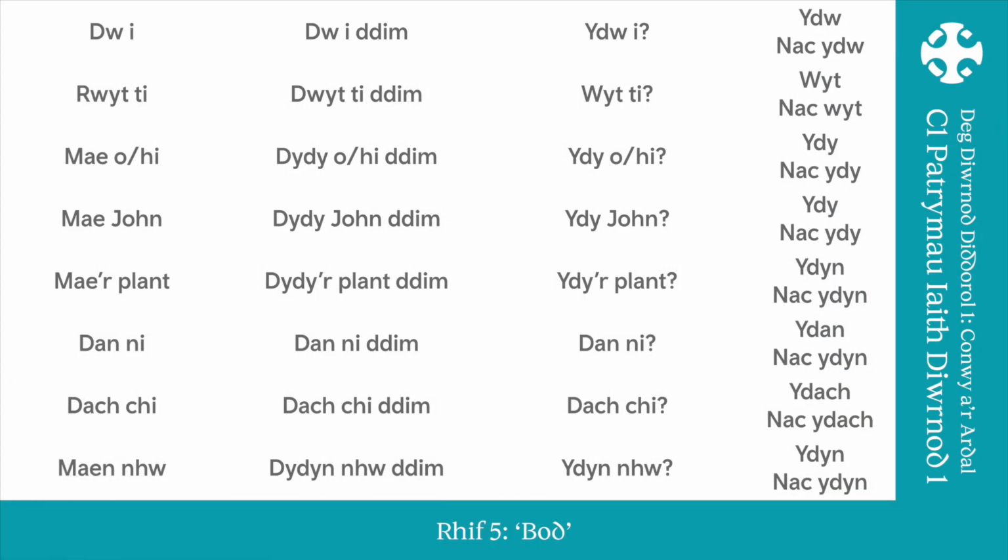When using bod in the present tense at the start of the sentence, you use this pattern. Dwi, rwyt ti, mae o, mae hi, mae Edward, mae'r plant, da ni, da chi, mae nhw. Dwi ddim, dwyt ti ddim, dydy o ddim, dydy Edward ddim, dydy'r plant ddim, da ni ddim, da chi ddim, dydyn nhw ddim. Ydw i, wyt ti, ydy o, ydy hi, ydy Edward, ydy'r plant, da ni, da chi, ydyn nhw. Ydw, wyt, ydy, ydyn, ydan, ydach, ydyn.